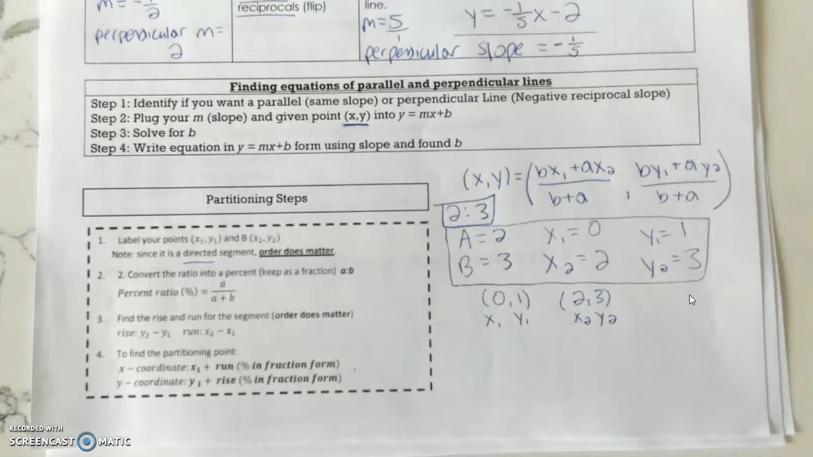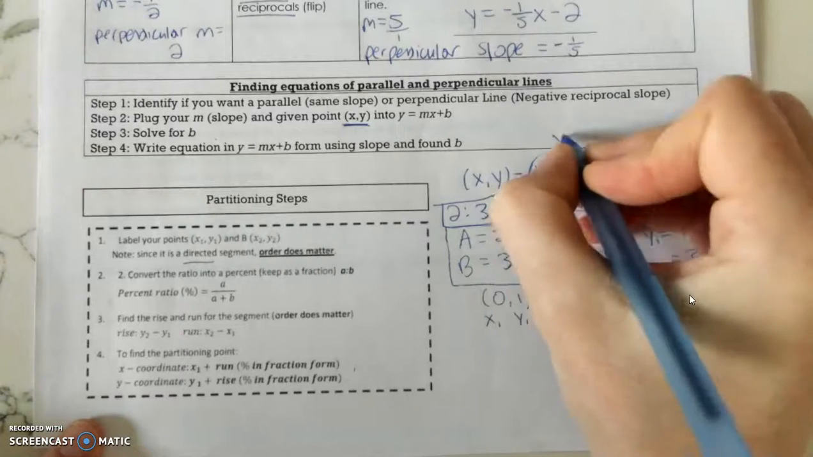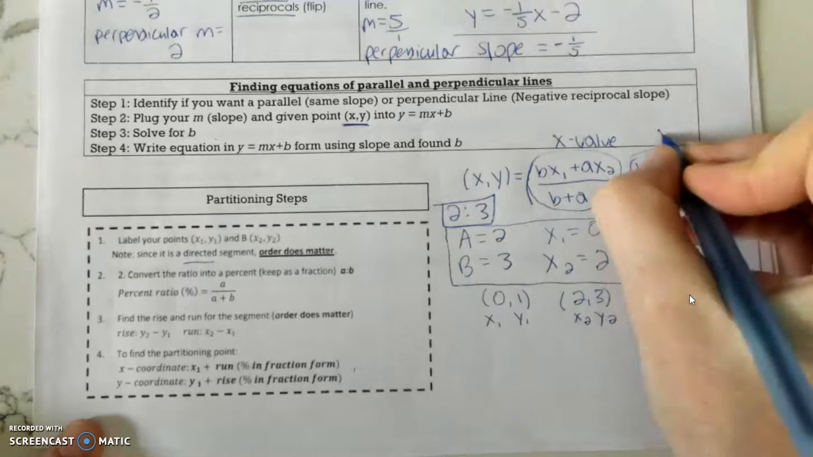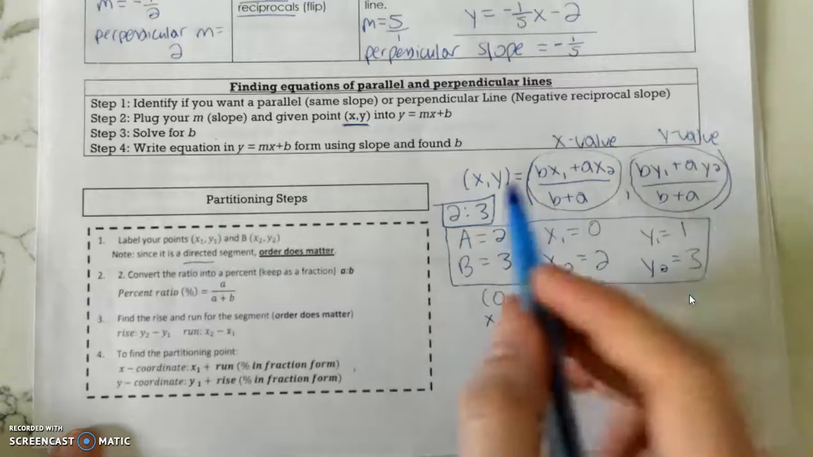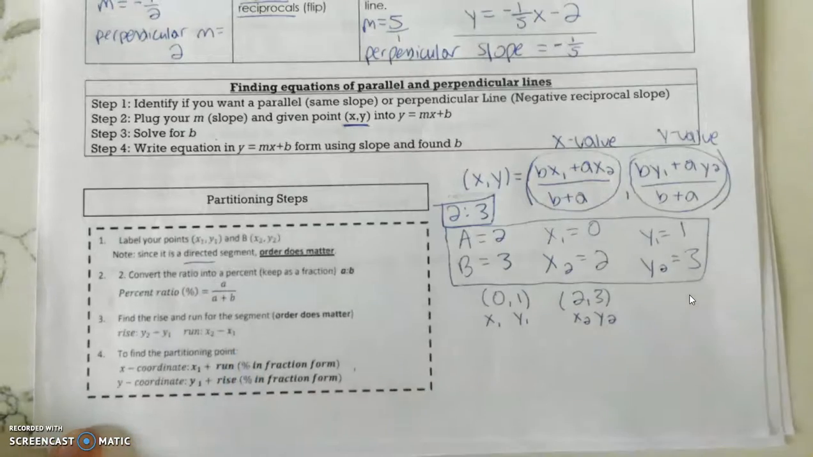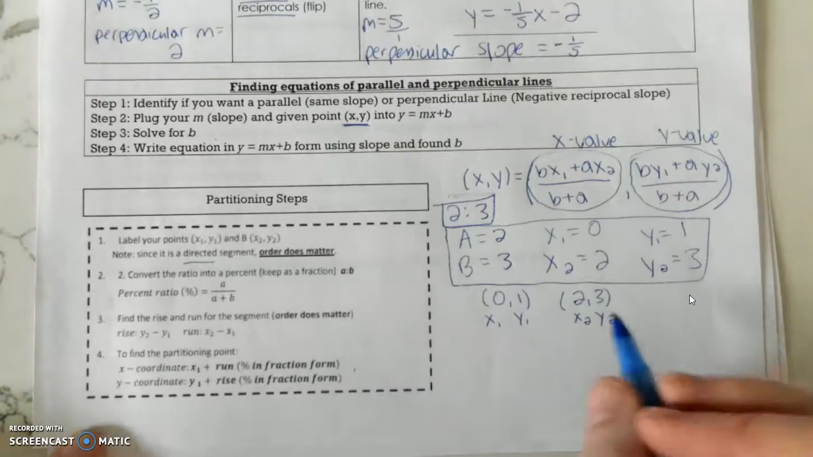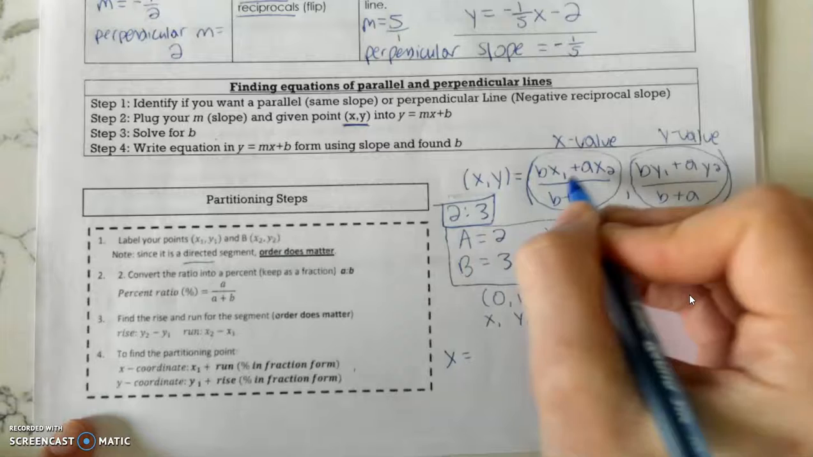Now remember, the formula looks crazy, but this right here is your x value, and this is your y value. What we're ultimately trying to find is a point, an xy coordinate that partitions a line segment a certain ratio. So my end calculation is going to be an xy coordinate. All right, so let's go ahead and just do this example that I have. All right, so let's do the x value first. And this is my x value formula.